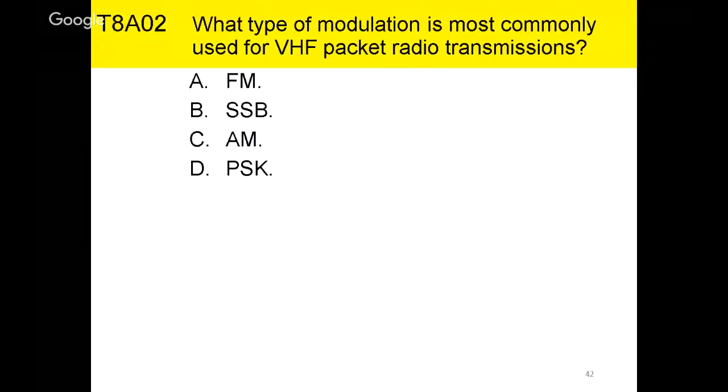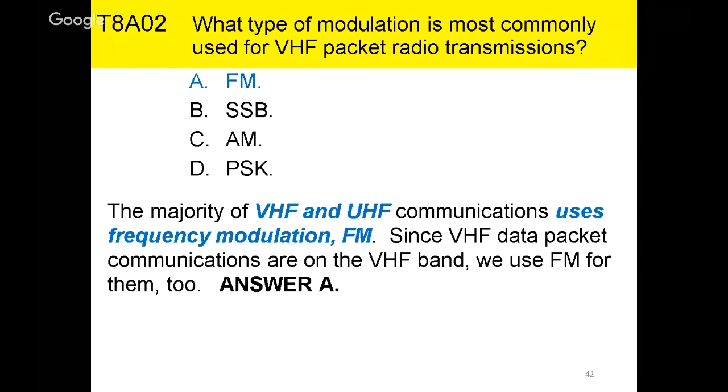And of course, the type of modulation most commonly used for VHF packet radio transmissions is FM. It just sends a signal out, rides on the FM carrier, and all that information is in the packet that you're transmitting.